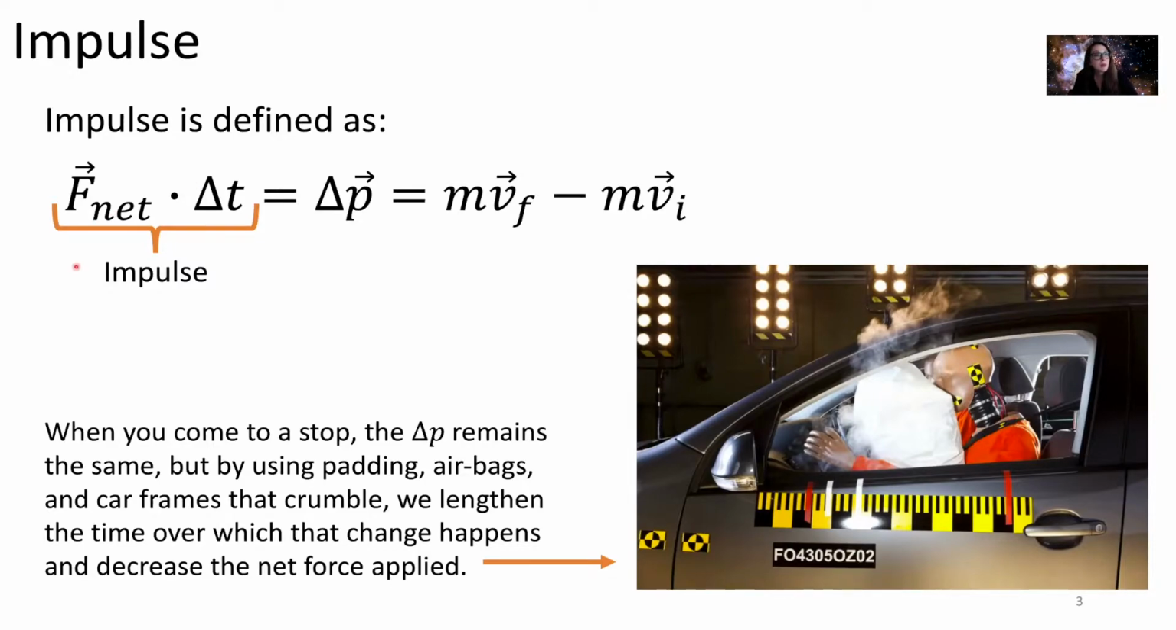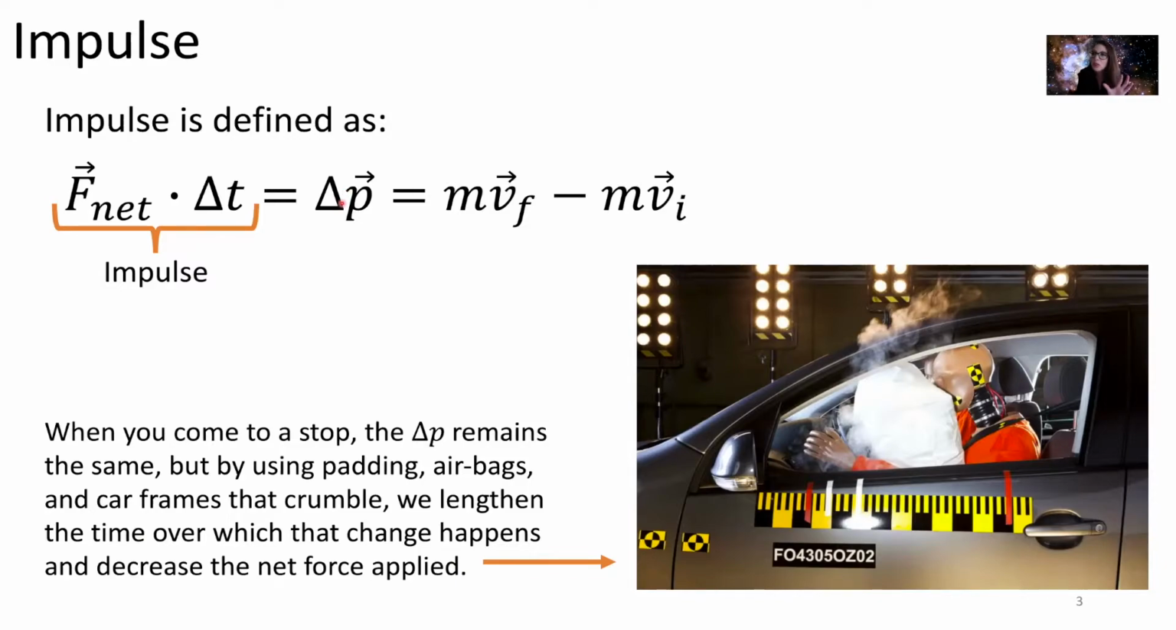We give this special name, our net force times our change in time, we call that the impulse. The impulse is equal to our change in momentum. So no matter what, whenever you have a collision, you have that quantity for momentum. But you can change the left-hand side over here.